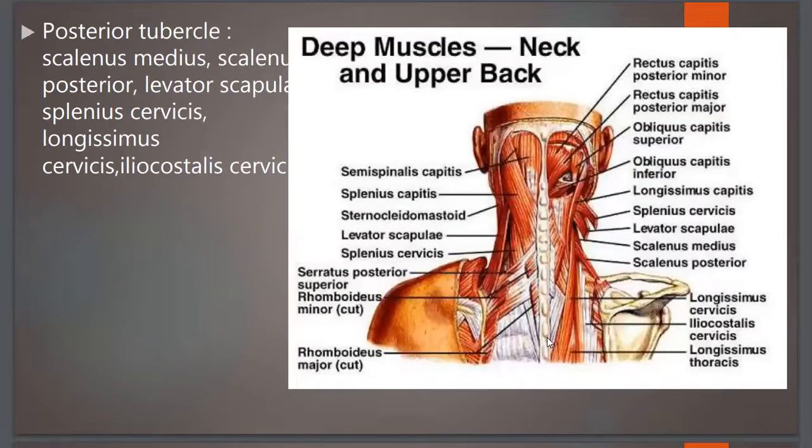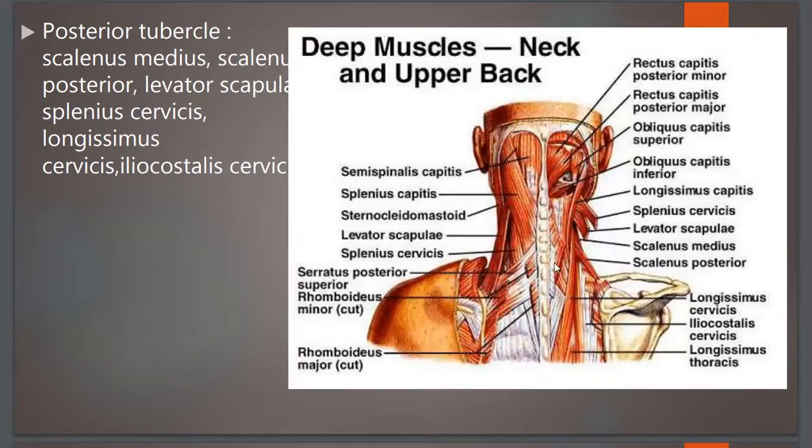Now, this is the posterior aspect of the body, the neck region. These are the spinous processes. I hope you are able to make out, because the scapula is also shown to emphasize the fact that this picture has been taken from behind, the back. Deep muscles of the neck and upper back you are seeing. These are the spinous processes.